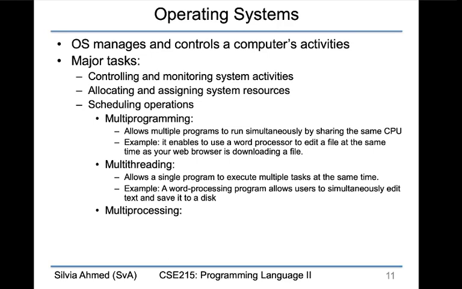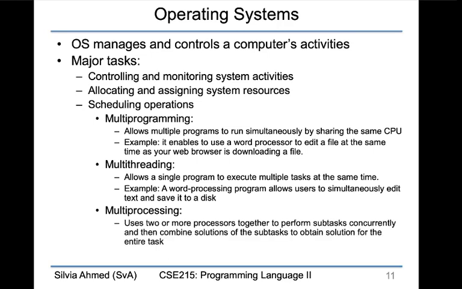And finally, multiprocessing, where two or more processors together perform subtasks concurrently and then combine solutions of the subtasks to obtain the solution for the entire task. This is again when there are parallel tasks which don't depend on each other. We can divide them into several processors, and that can be done concurrently.